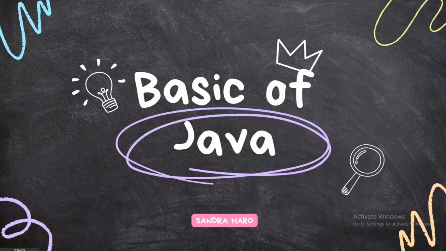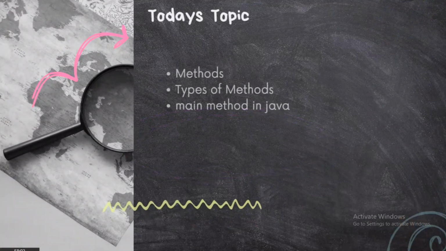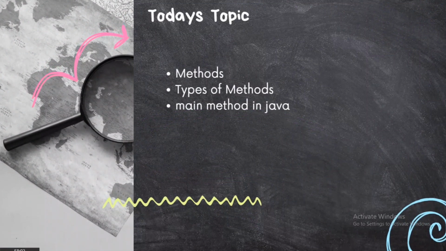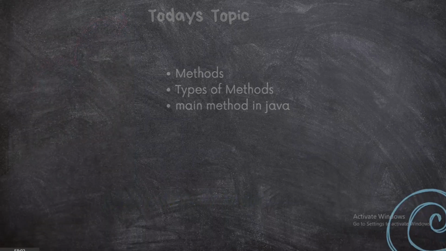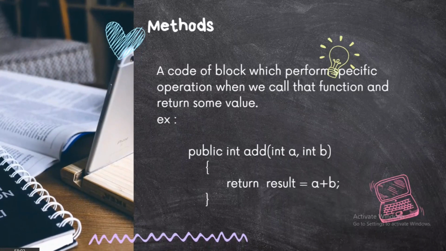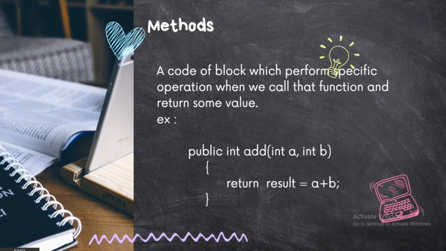This is Preeti, and in this tutorial today we will see what is meant by a method in Java, what are the types of methods in Java, and why we need to write a main method. So let's get started. Methods are nothing but a block of code which performs a particular operation when you call that method, and it will return you some value.